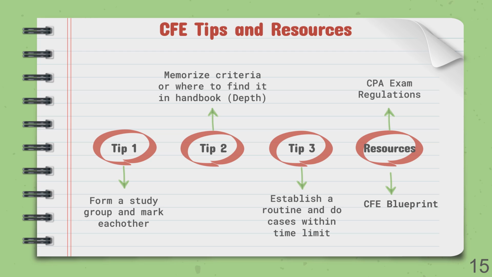The second tip is that you want to memorize the criteria or where to find it in the handbook. The reason for this is because you need to get a certain level of depth, and you can only do this if you link case facts to the right criteria. You don't have to cite the exact section in the handbook to get full marks. You can paraphrase the section in your own words as well.